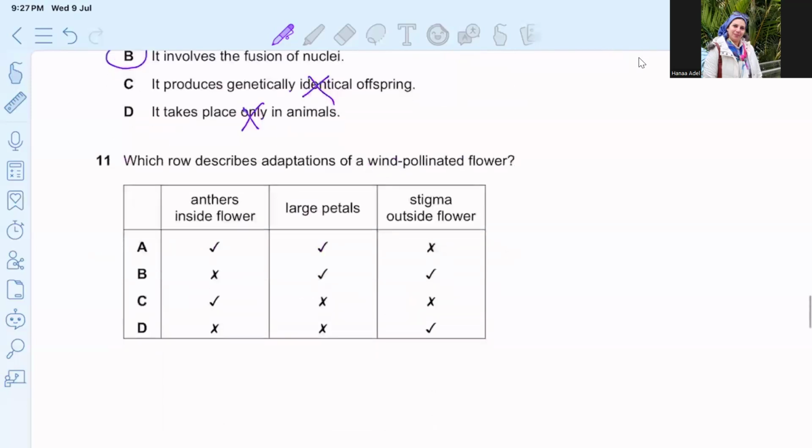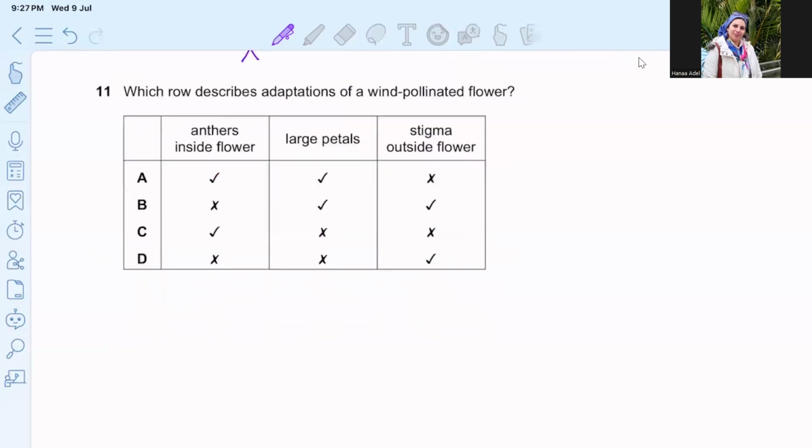Question 11. Which row describes the adaptation of a wind-pollinated flower? Anthers inside the flower? No, this we can find in an insect-pollinated flower. Large petals, no, we can find them in an insect-pollinated flower. Stigma outside the flower, yes. So we need to search for the cross-crossing tick. So the correct answer is D.